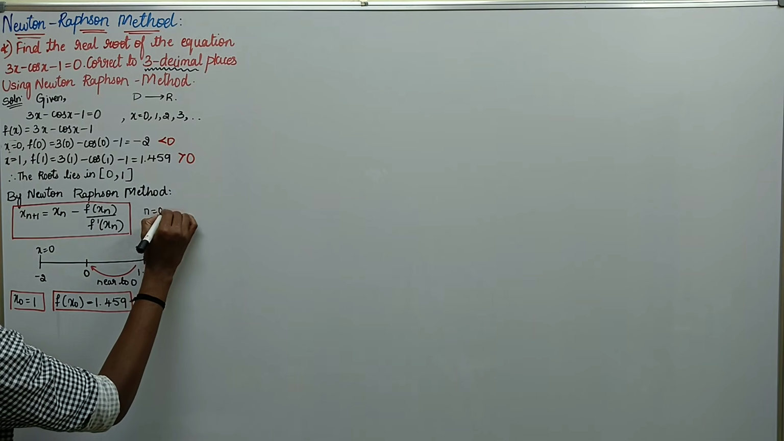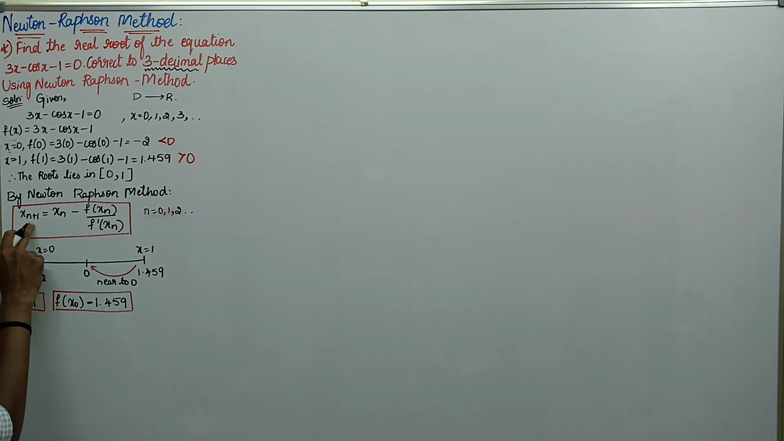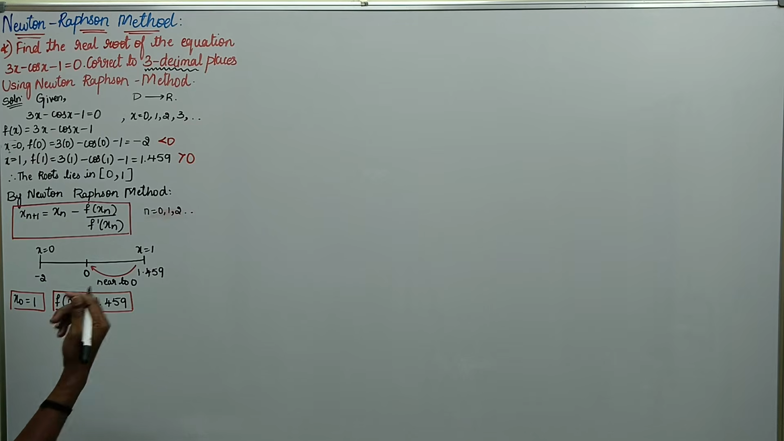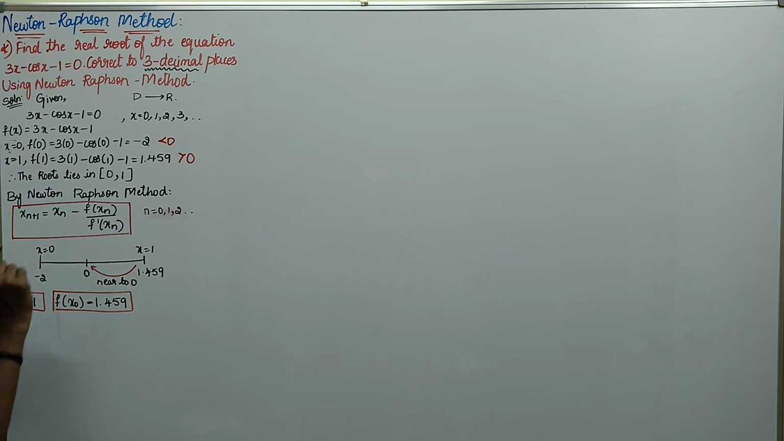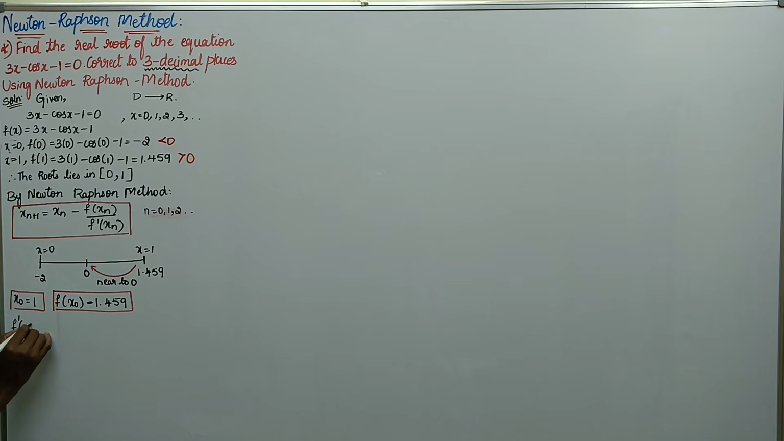n starts from 0, 1, 2, etc. Now the initial value will be x naught. Now 0 plus 1, next will be the first interval. Let us go. See, we have x naught and f of x naught. We don't have f dash of x naught. To represent f dash of x naught, let us consider f dash of x.